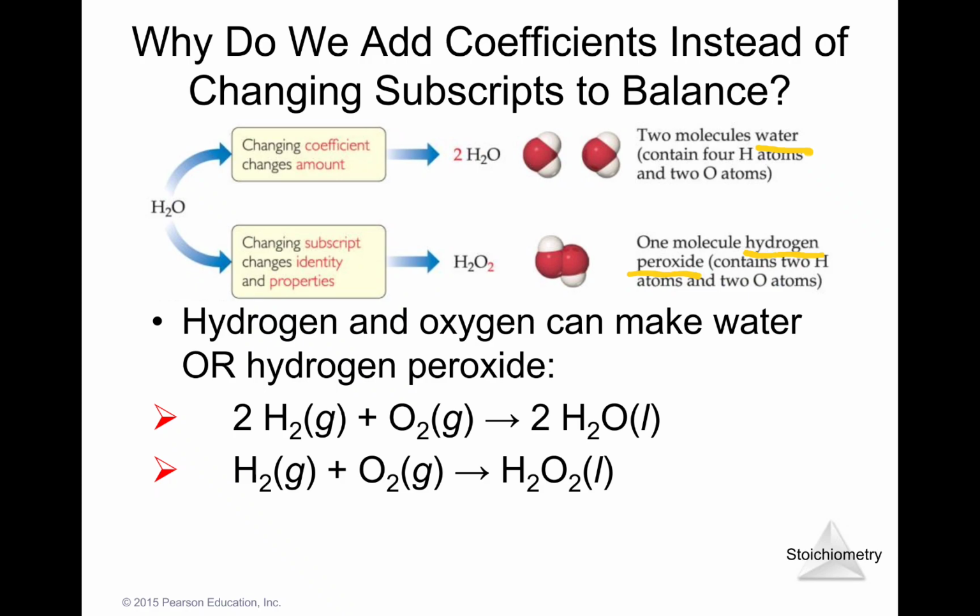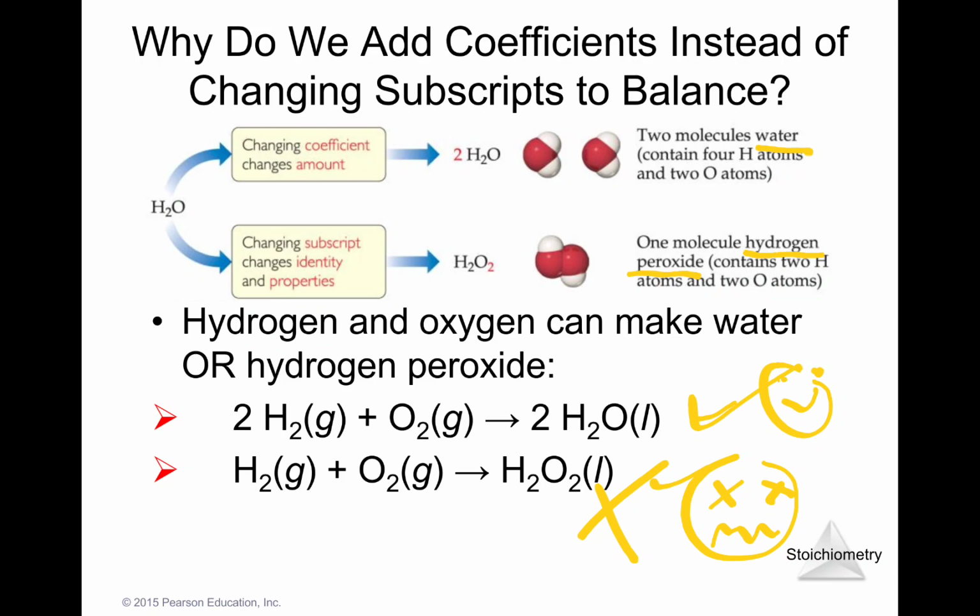So, balancing in this way, 2 hydrogen molecules plus 1 oxygen molecule gives 2 water molecules. Whereas if we said 1 hydrogen molecule plus 1 oxygen molecule gives 1 hydrogen peroxide molecule, those are 2 different substances. Water, if we drink it, awesome. We need to drink it. Hydrogen peroxide, if we drink that, that's actually toxic.